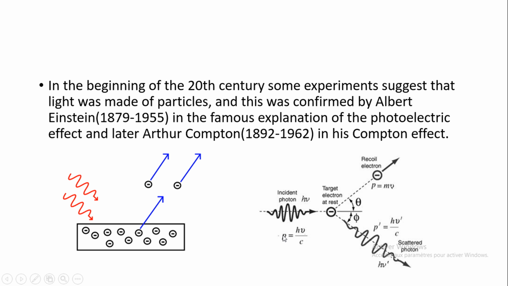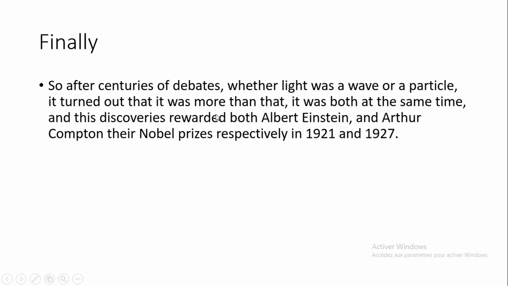Here it was P equals h nu over c, and here it's P prime equals h nu prime over c, where h is Planck's constant, nu is the frequency, and c is the speed of light. So these experiments suggested that light was made of particles, and these particles are called photons. So light was at the same time waves and particles.